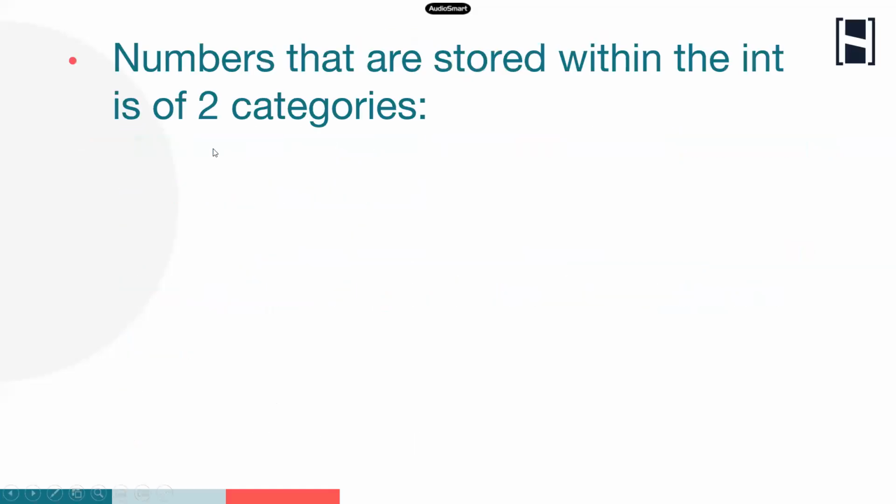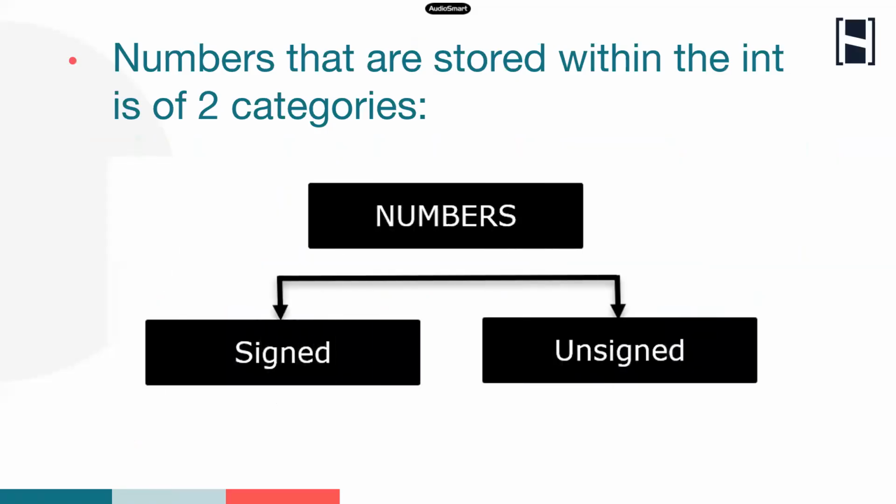Now, the next important point is how the numbers can be stored. I already told you integer means whole numbers. How the numbers can be stored is based on two categories. We have something called signed and unsigned integers. That is, the keyword int can be used as a signed integer or as an unsigned integer.